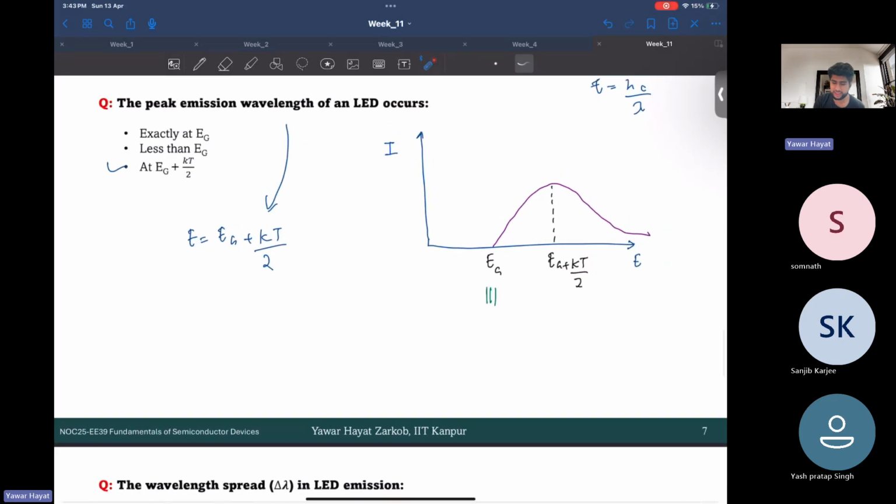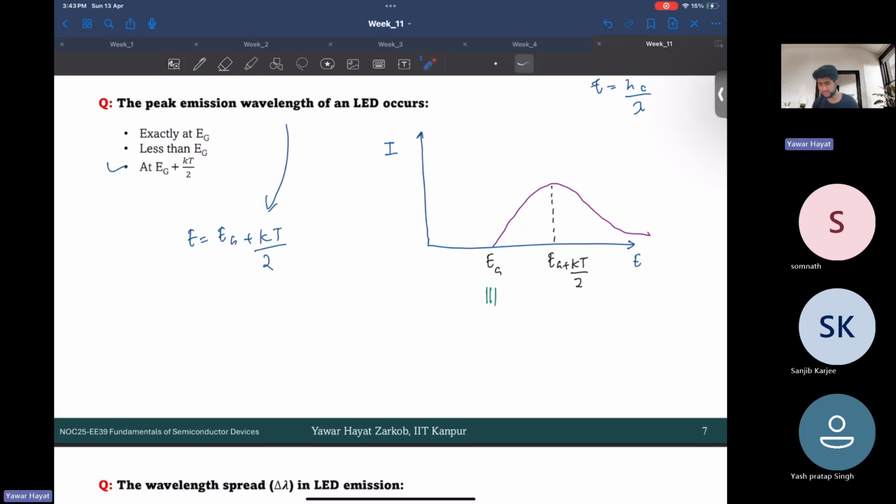So now it's clear, right? Why it's 0 here and then it starts gaining. So what do you think happens here, at Eg plus kT by 2? Here we'll have the peak electron and peak hole, right? The peak of the distributions. Yes, the maximum intensity occurs here.